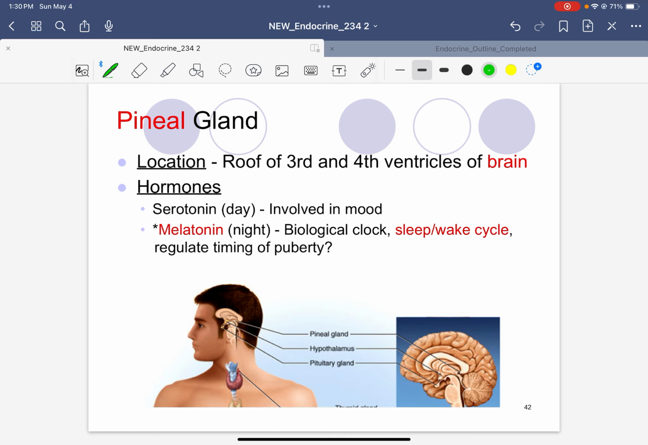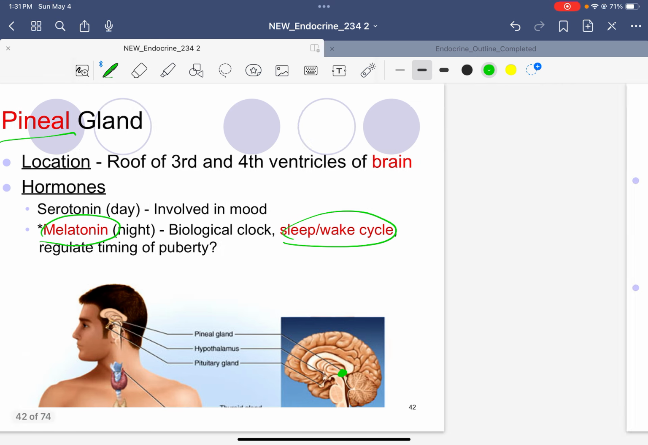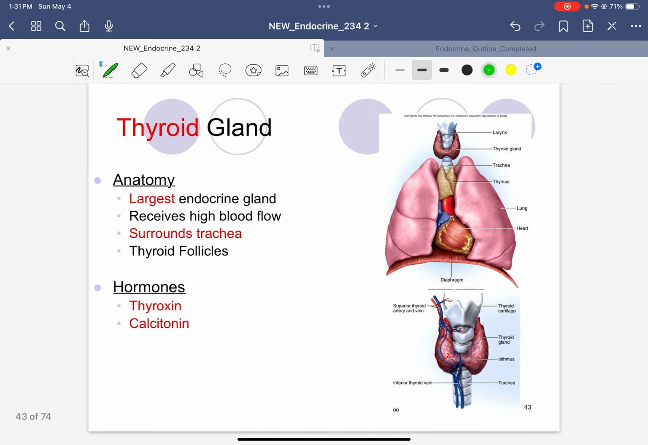You ready? We started superiorly with the hypothalamus and the pituitary, and now we're moving on down. Pineal gland. This is also in the brain. It's right back here. Pineal secretes melatonin, which helps with our sleep-wake cycle. Some people give their kids or even take melatonin at night to try and help them sleep. We have it naturally. Keep on moving down.